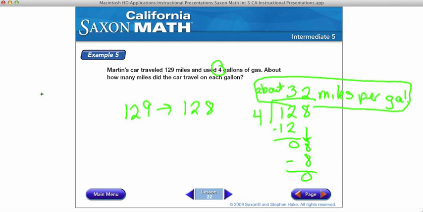Okay, if I had done this by 100 and rounded all the way down to 100, 100 divided by 4 is only 25. Here, I'll actually solve it. Okay, so 25 miles per gallon versus 32 miles per gallon, that's a pretty big significant difference, which is why we used the compatible number of 128. Okay, so on to your lesson practice A through J, and we will talk about this tomorrow. Have a good night.